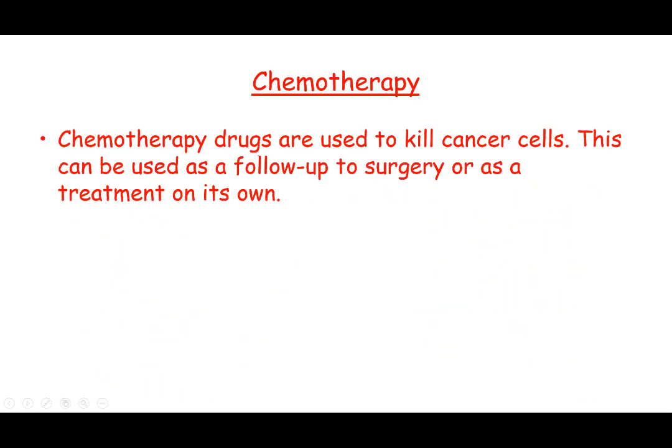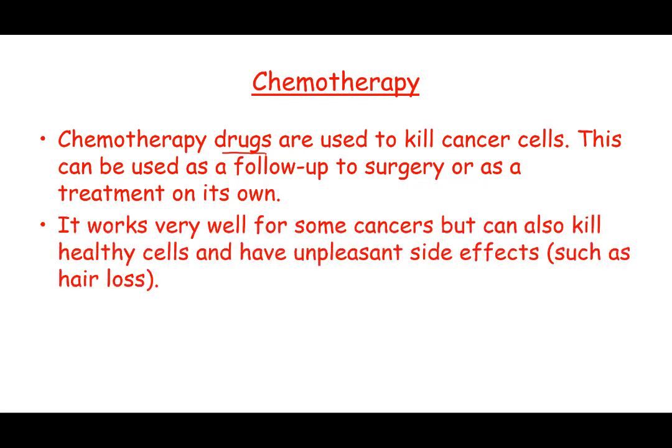Chemotherapy then is when drugs are used to kill the cancer cells. And again, this can be used as a follow-up to surgery or as a treatment on its own. So say, for example, somebody has a type of blood cancer. There might be no tumour visible, or they might not be able to find one, so instead chemotherapy would be the best method to treat them. Now, as it says here, it works well for some cancers, but can also kill healthy cells and have unpleasant side effects.